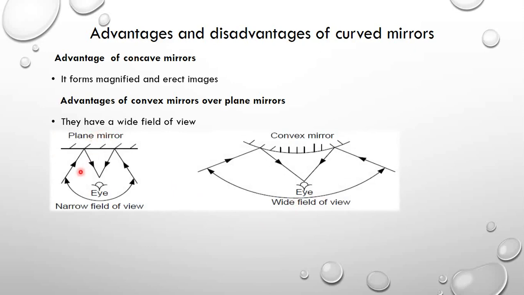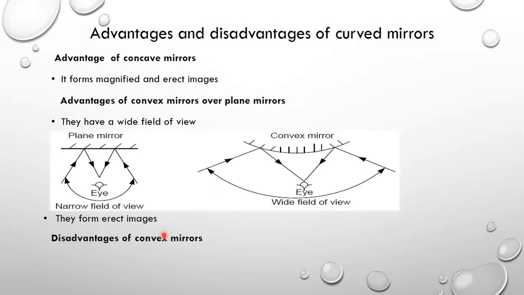If this is a plane mirror, the view of a plane mirror is narrow. The object must be within a narrow space. But a convex mirror has a wide field of view. Another advantage of the convex mirror, apart from the wide field of view, is that the image formed is always erect.